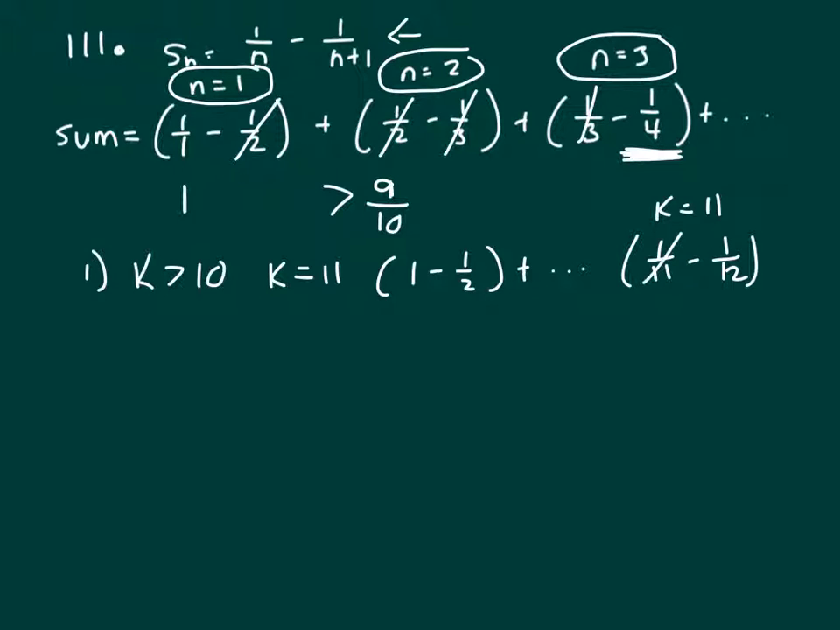And you know this one's going to cancel out with that one. So you're left, of course, this is going to cancel out with the next one. So you're left with 1 minus 1/12. And that's 12 over 12 minus 1/12. And that's 11 over 12.